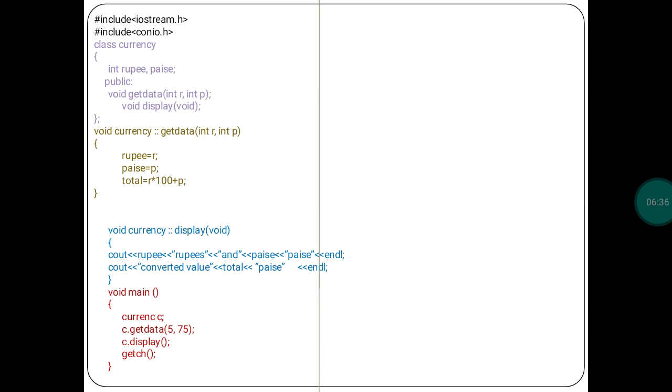So what are the values we are passing? 5 and 75. See here, C dot get data 5, 75. 5 is the R value, 75 is the P value. So using this 5 and 75 we are passing arguments to the member function from the object. Means using the objects we can send the arguments that are 5 and 75. Then C dot display, then the value will get displayed, get CH, closing press.